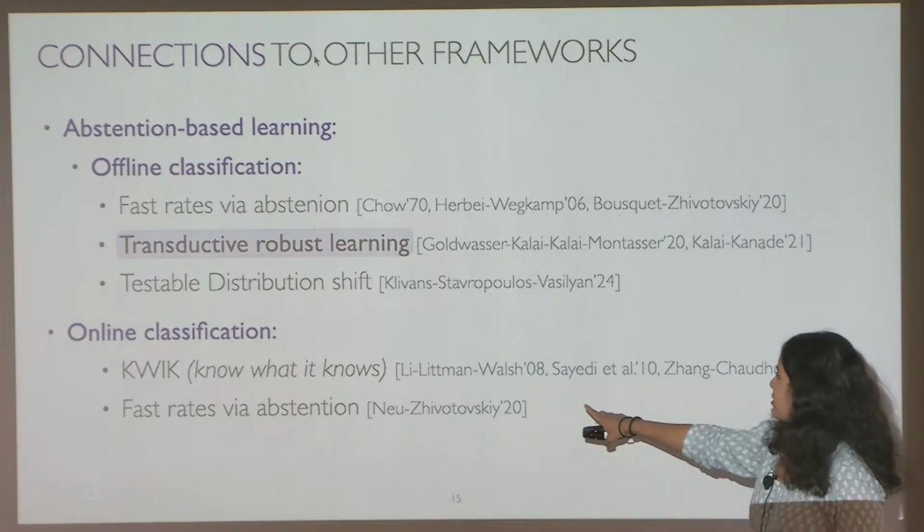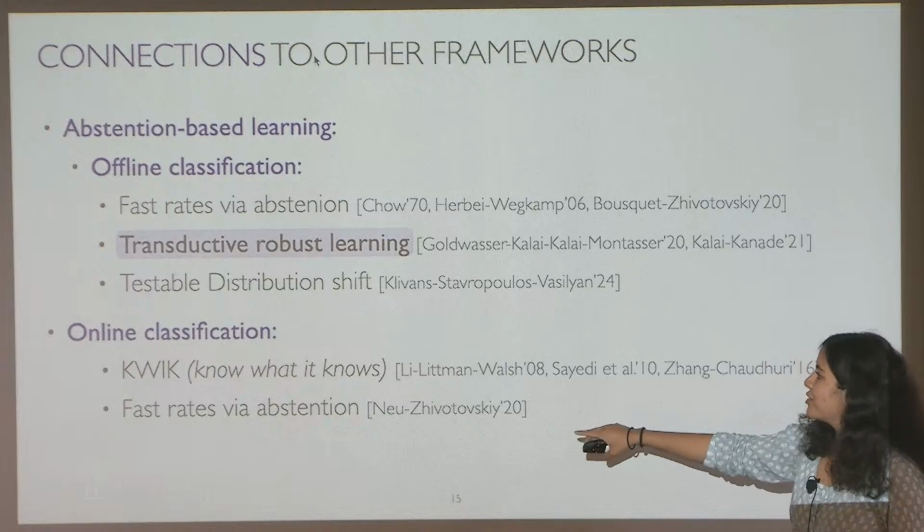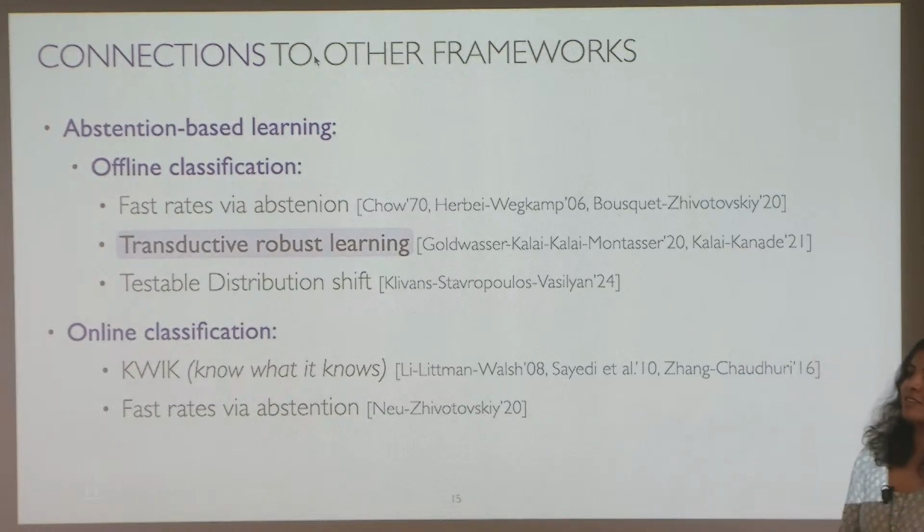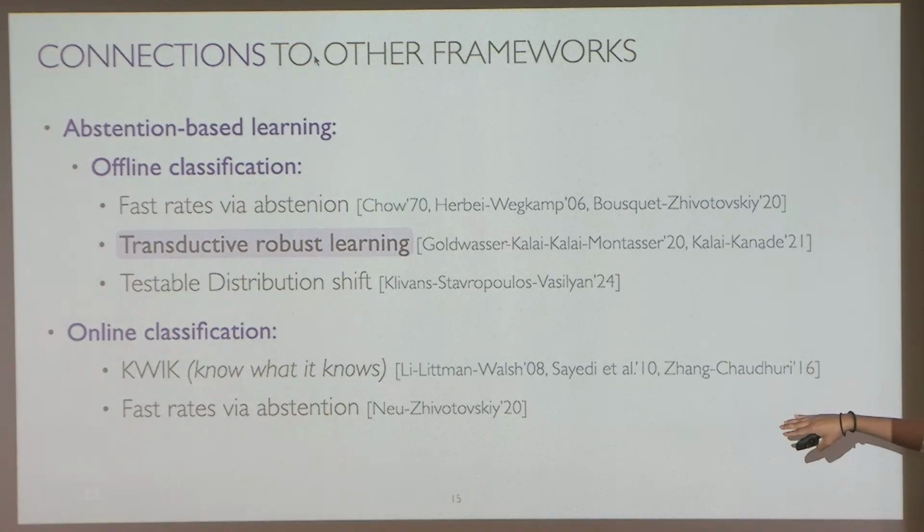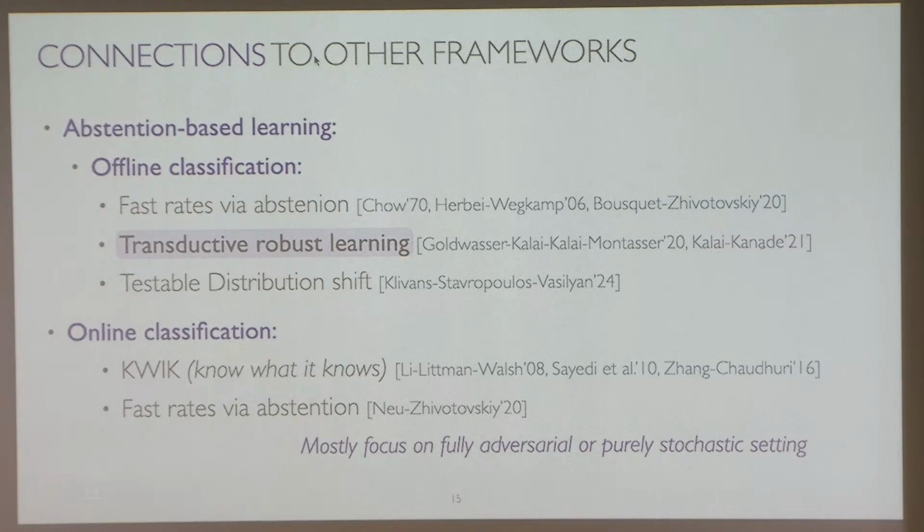This really nice model from 2008 is called know what it knows. Here there's a really strong guarantee: you have to predict always correctly, so you need to really know when you know. And then the guarantees are really bad because they depend on the size of the input space and so forth, so you can't get VC dimension-like guarantees here. And again, in online classification, you can also get faster rates by abstaining, by doing some expert algorithm, which is faster when you're allowed to abstain as well. But they mostly focus on either assuming that it's fully adversarial or purely stochastic. They don't try to interpolate between the two.